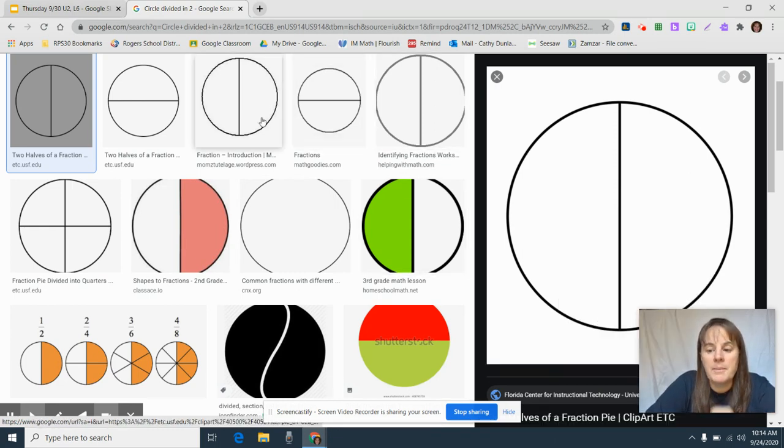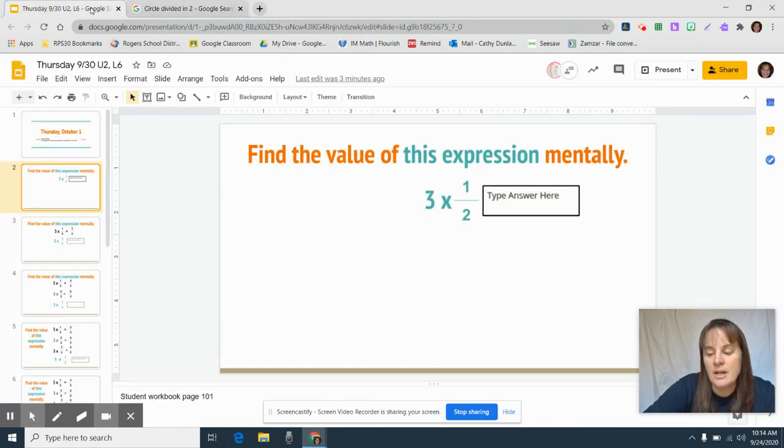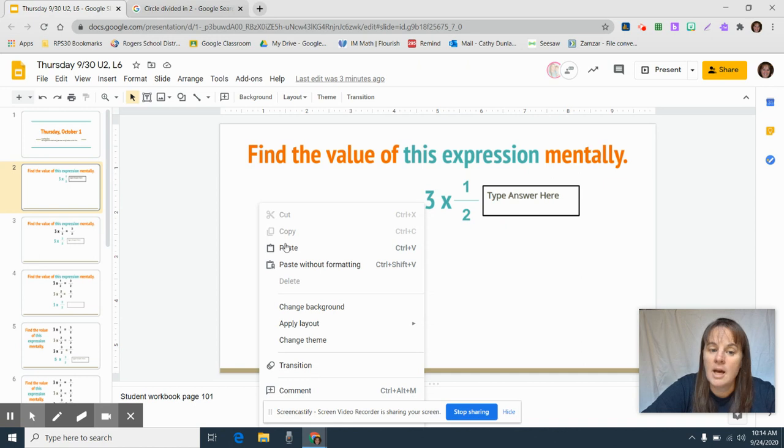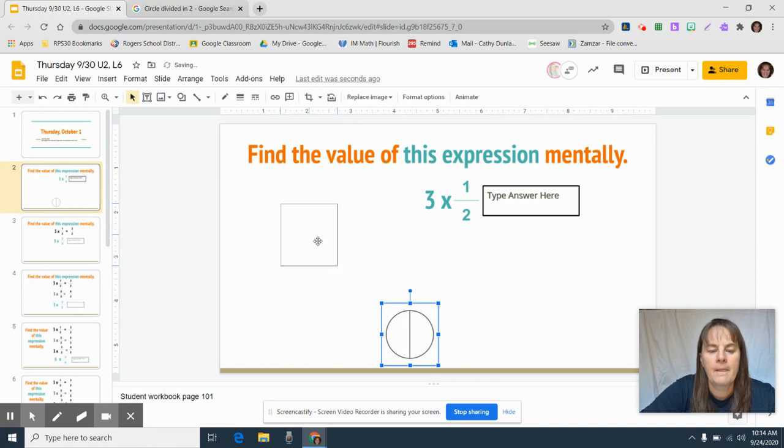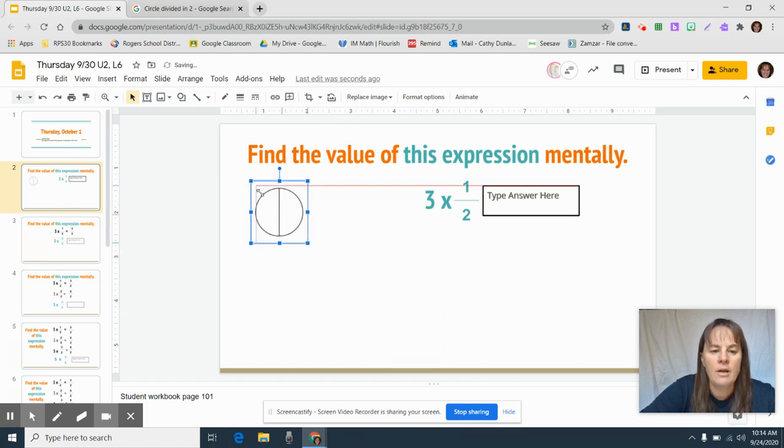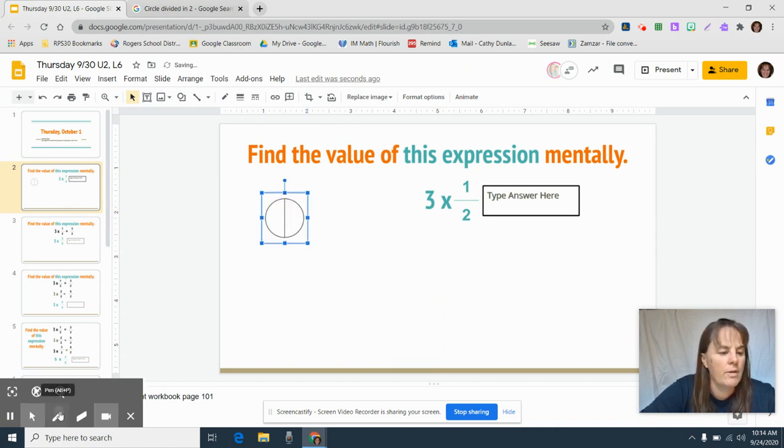I've copied this, and I'm going to go back to my slideshow. Then on my slideshow, I'm going to paste. There we go, and there it is. Now I have that visual representation. That's a little big, so I'm going to make it smaller. And I need 3 groups of 1/2. Well, this is 1 group of 1/2, and this is a second group of 1/2.